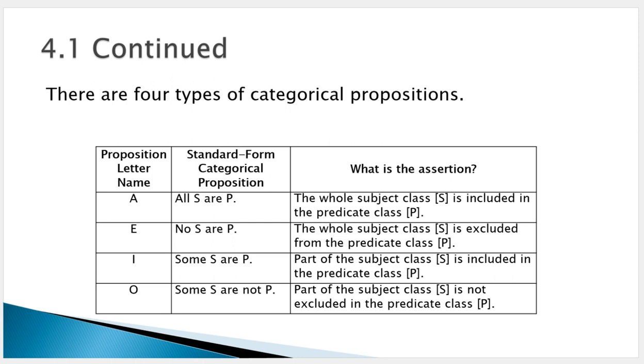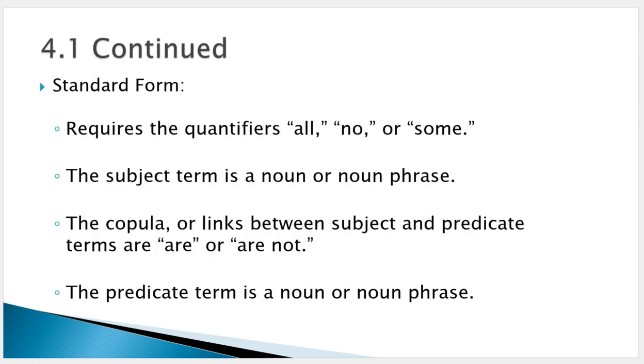E is no S are P, like no cats are fish. The whole subject class is completely excluded from the predicate class. I is some S are P. That means some of them, like some dogs are Dobermans, right? Makes sense. And then an O would be some S are not P. So part of the subject class, part of them are not excluded from that. Some of them are. So that one, I find O to be a little tricky personally.